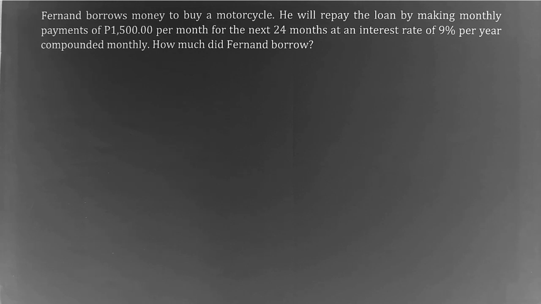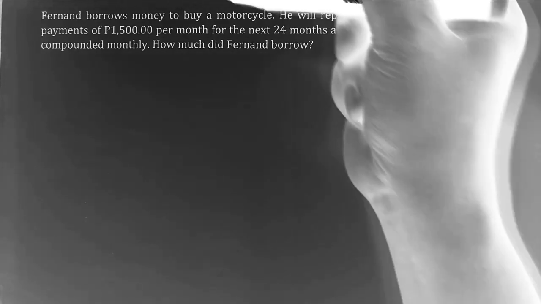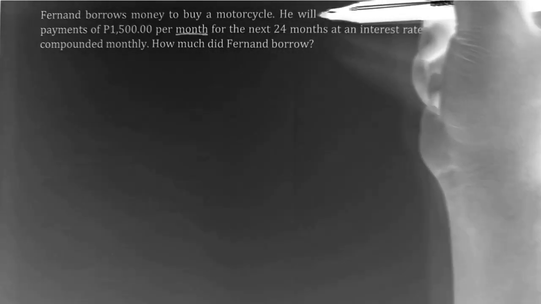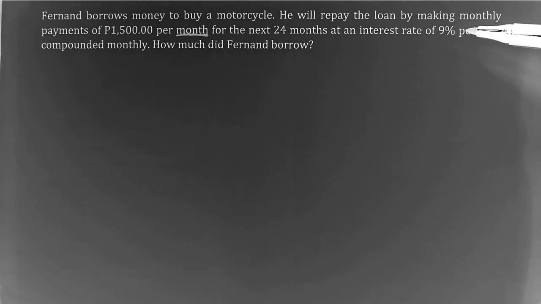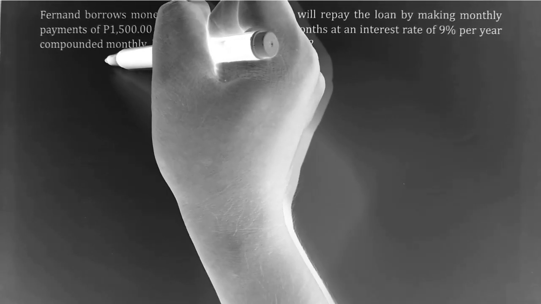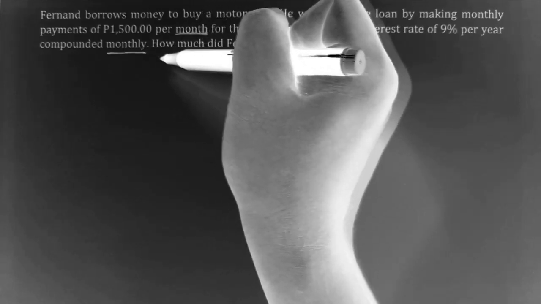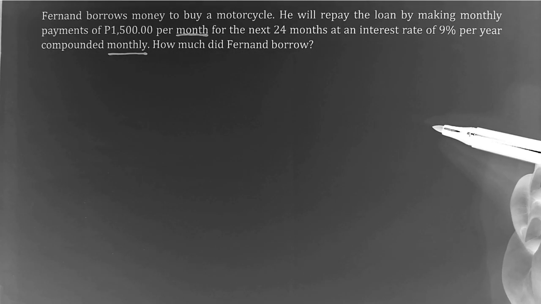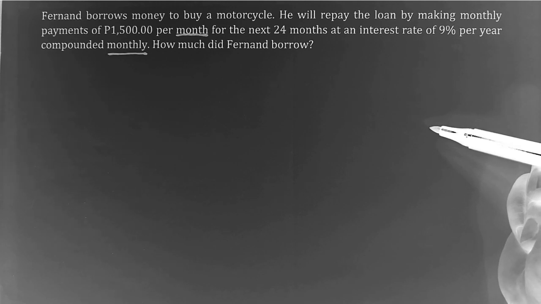So, again, ang una nating titingnan dito ay yung ating payment interval. So, since nakalagay dito na magbabayad siya ng 1,500 per month, so ibig sabihin nun, monthly yung ating payment interval at magkakaroon ito ng interest. Kaya nakalagay din dito, this is compounded monthly. So, monthly din. So, since ang ating compounding period at ang ating payment interval ay the same, so ito ay example pa rin ng simple ordinary annuity.